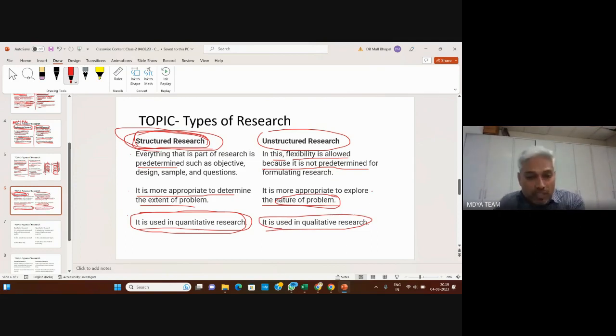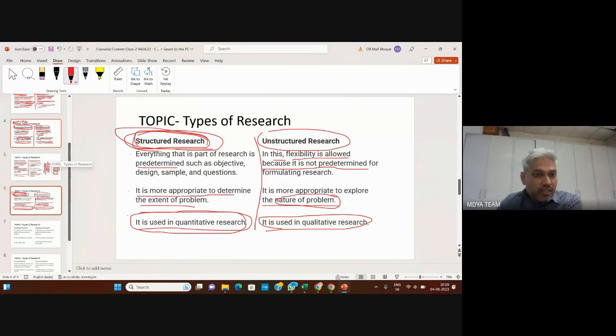See, what is quantitative research and what is qualitative research? In quantitative research, we use numbers and facts, and in qualitative research we use what we say, guna. The guna in Hindi, we call it guna: adverbs, adjectives, that we use in qualitative research. So this is the basic comparison between structured and unstructured research.